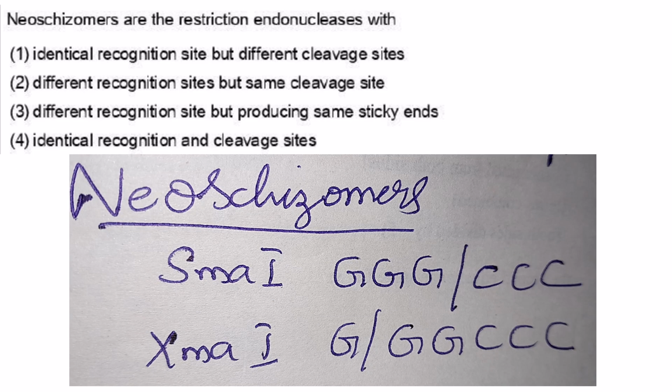Then next one. Neoschizomers are restriction endonucleases with. So neoschizomers, they have identical recognition site but different cleavage site. So here if you see the example of SmaI and XmaI, you can see they have identical recognition site. It is GGGCCC, but they cleave at different sites. So SmaI cleaves here and XmaI cleaves over here. So the answer here is option 1, identical recognition site but different cleavage site.